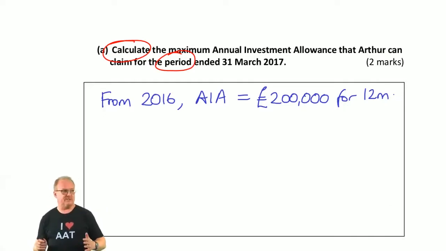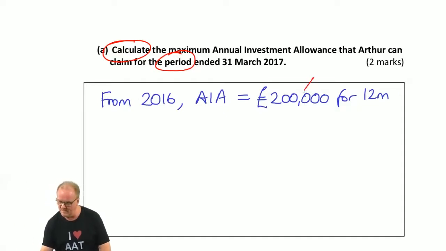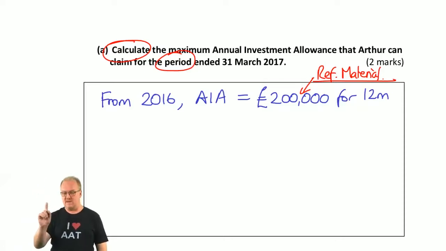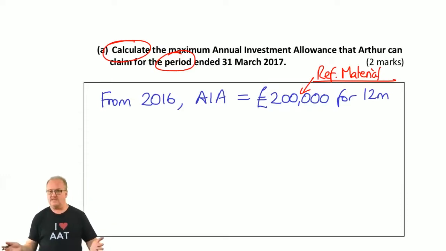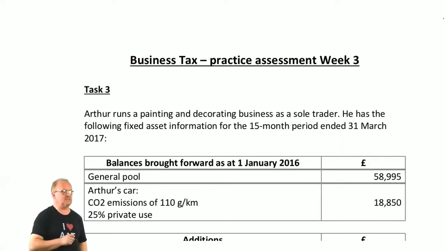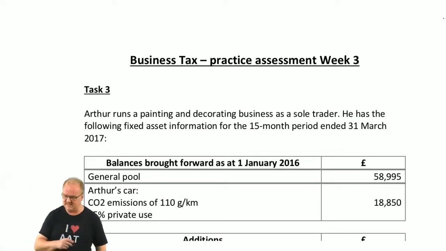Now, the good news, I suppose, is that 200,000 figure there is in the reference material that I was mentioning a few minutes ago. So you've got that number. You can just go and look it up. But be careful. That is for a 12-month period. What is this company? Sole trader. We don't know yet because we've not read it. So back up to the top. And it tells us that Arthur runs a painting and decorating business as a sole trader.